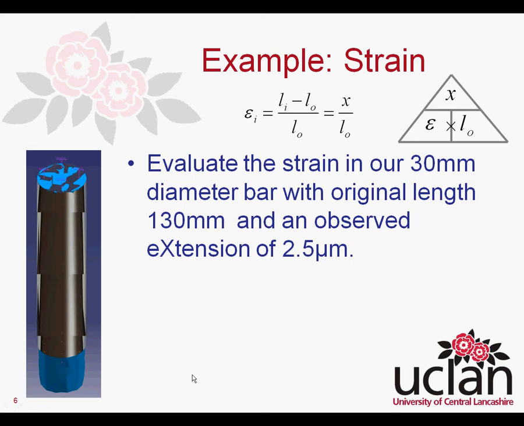Welcome back. And at the end of the last segment we asked you to go away and evaluate the strain in our 30mm diameter bar with an original length of 130mm if the observed extension was 2.5 micrometers. Well, we evaluate the formula above, or we use the formula triangle such that we know that epsilon, the symbol for strain, is equal to x divided by the original length.